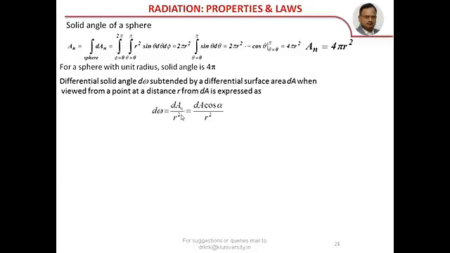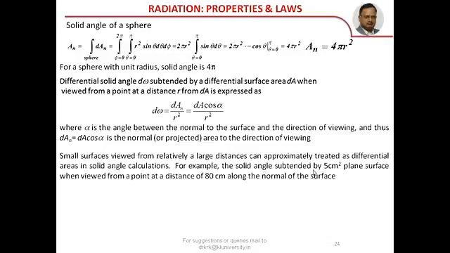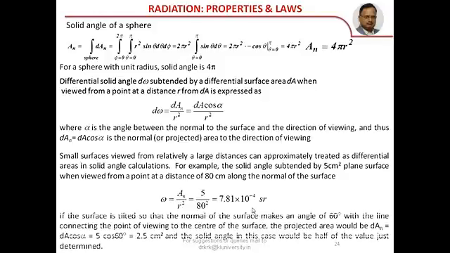Differential solid angle d omega is given by dA cos alpha by r square, where alpha is the angle between the normal to the surface and the direction of viewing, and thus dAn becomes dA. Example: the solid angle subtended by a 5 centimeter square plane surface, when viewed from a point at a distance of 80 centimeter, the omega value A by R square is 7.81 into 10 power minus 4 steradians. But when you view it with an angle of 60 degrees, then An becomes A cos 60, which is 2.5 centimeter square. The solid angle in this case would become roughly half of it.